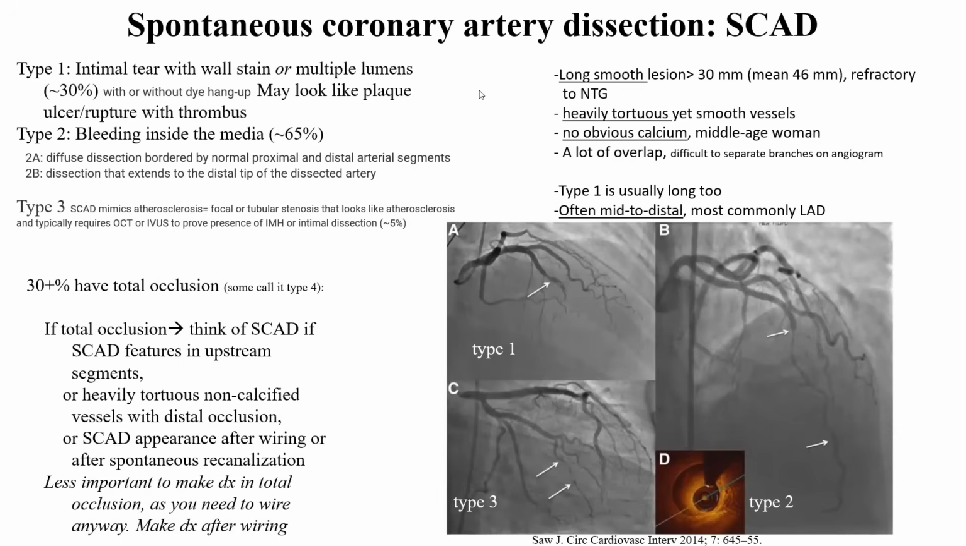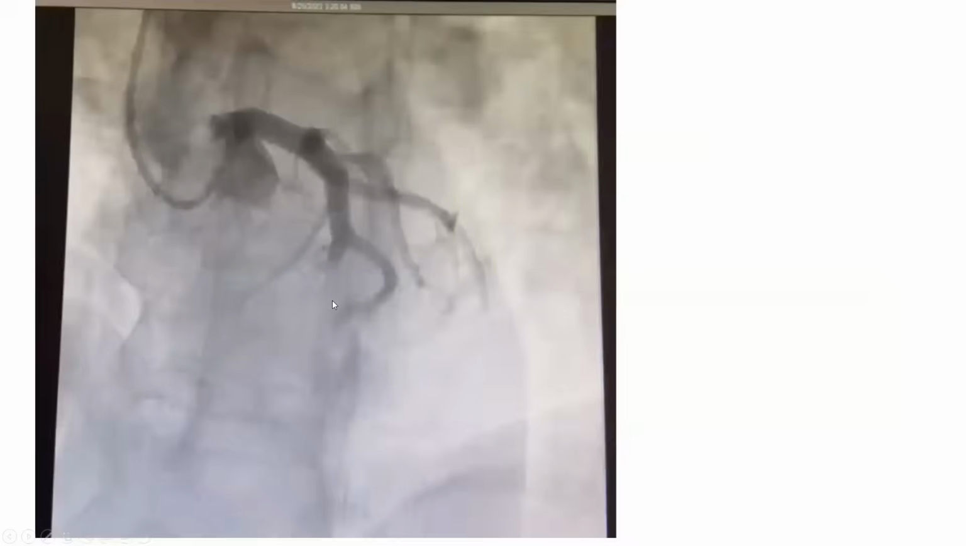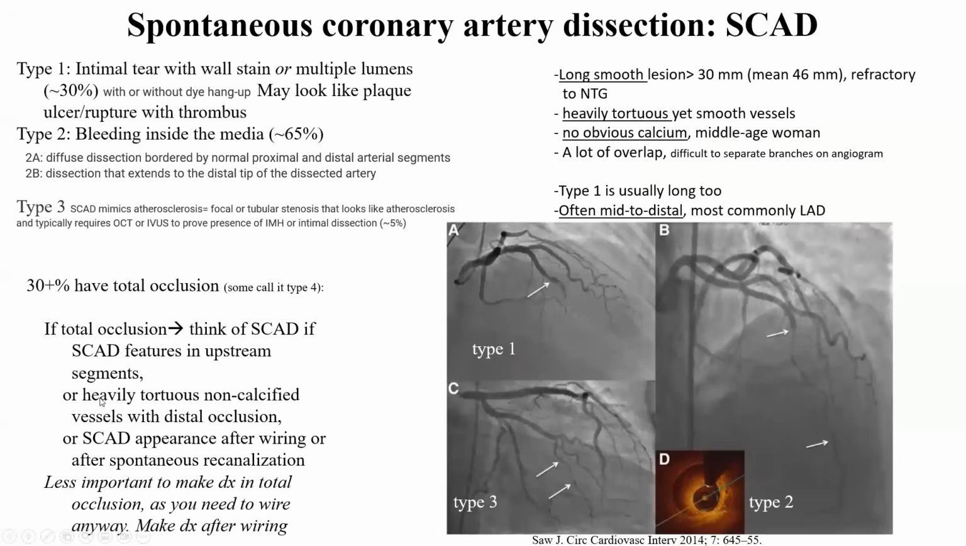Question from the audience: how do you make a SCAD diagnosis when it is a total occlusion, and do you need to do IVUS? Here I have the hint. If it is a total occlusion, and 30+% of SCAD have total occlusion, and some call it SCAD type 4, you think of SCAD like we thought here, based on the upstream segments. The upstream segment in this patient had no calcium, was heavily tortuous, with a lot of vessel overlap, and the occlusion looked long. So you had all those features. Then in total occlusion, you have to try to wire anyway.